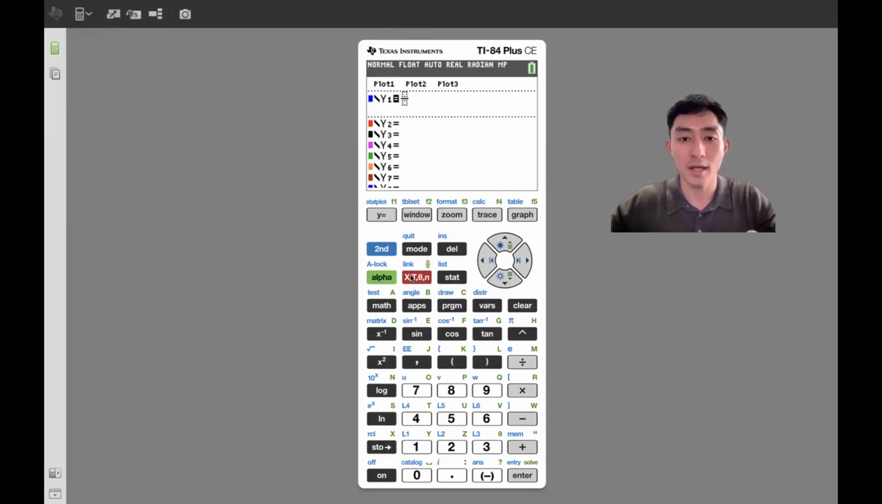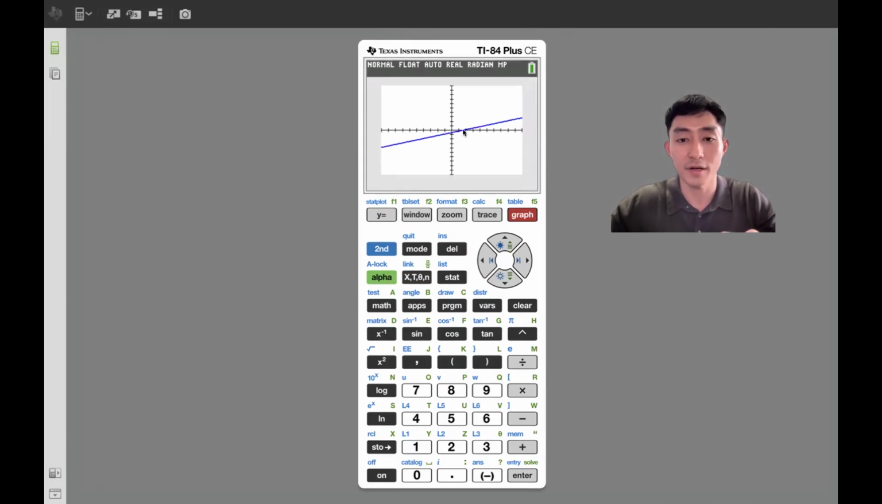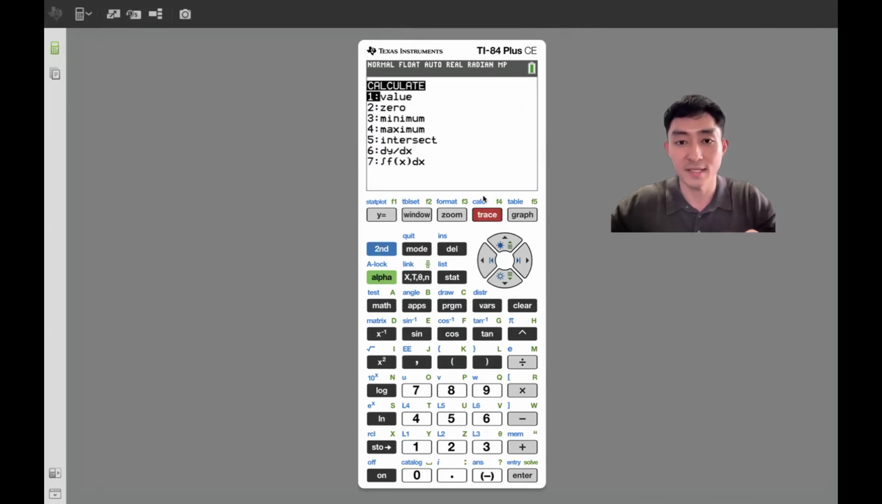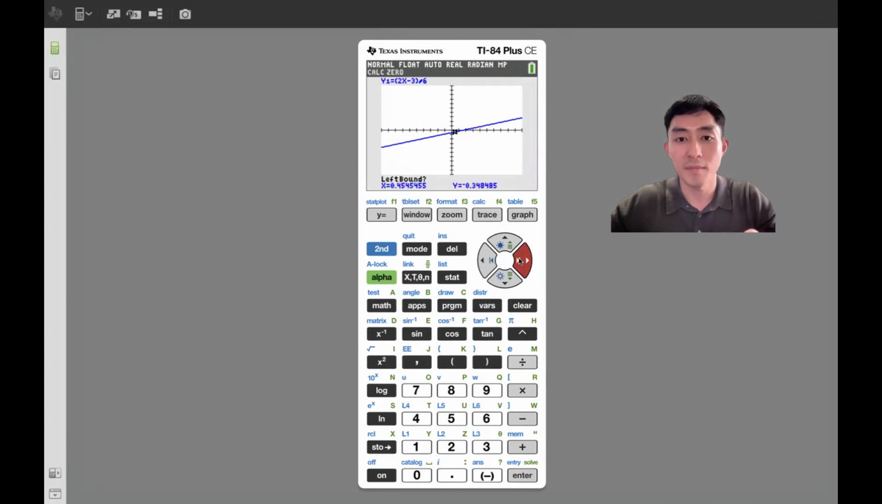Another way, we can put the equation y equals 2x minus 3 over 6 into the graph. And what we're trying to do is get the x-intercept over here. So second trace is calculate. We go to get the zero, or the x-intercept. We pick the left bound, something lower than that, and the right bound, something higher than that, and our guess is in this part. So we get that x is 1.5. It's the same answer as what we had before.